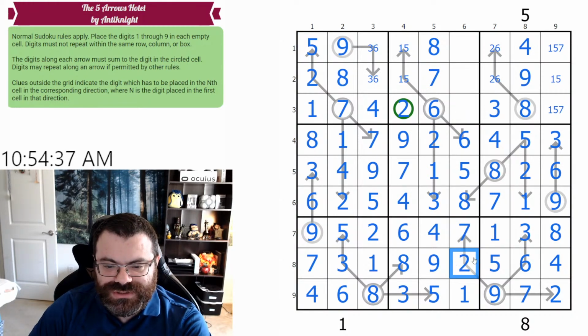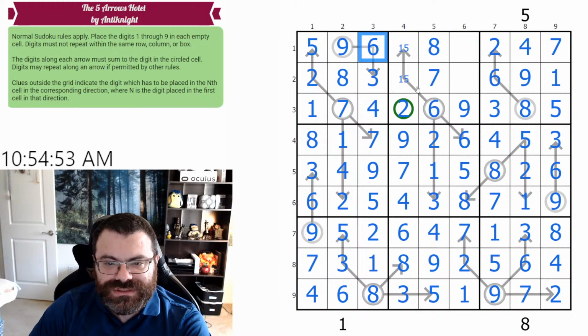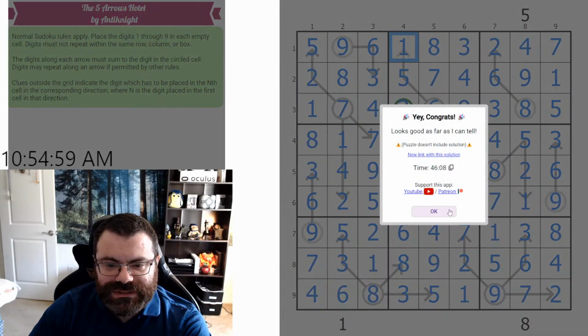I feel like 2 is an unusual bet. Let's see. This isn't a 1 or a 7. So that's a 5, that's a 1, that's a 7. This is whatever's left. It's like a 9. This is 6 and 2. This is 3 and 6. 3 goes here. 4 goes here. 5 and 1. Nice.